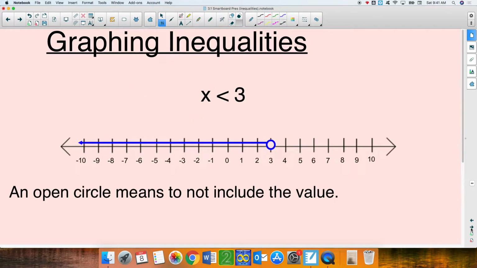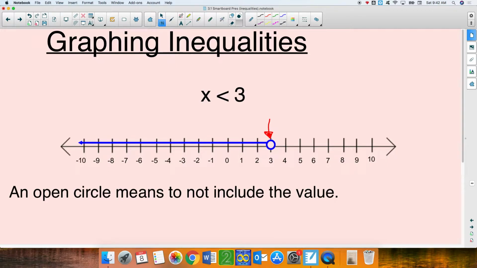Next up is how we graph inequalities. And so here's what you need to pay attention to. When we're graphing, you're going to have circles on your graph. Notice that this circle is open. And an open circle means that we don't want to include the value.